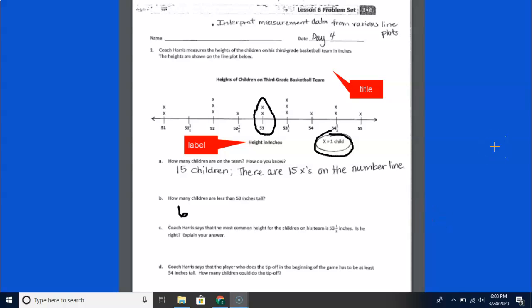Now let's look at C. Coach Harris says the most common height for the children on his team is 53 and a half inches. Let's find that measurement on our line plot, 53 and a half. How many children are 53 and a half inches tall? There are 3 children, 1, 2, 3, that are 53 and a half inches tall.